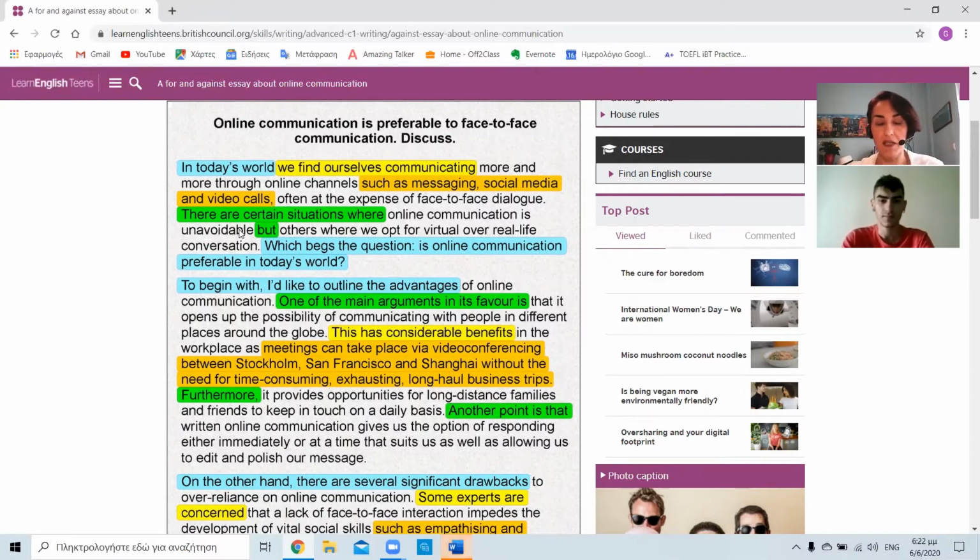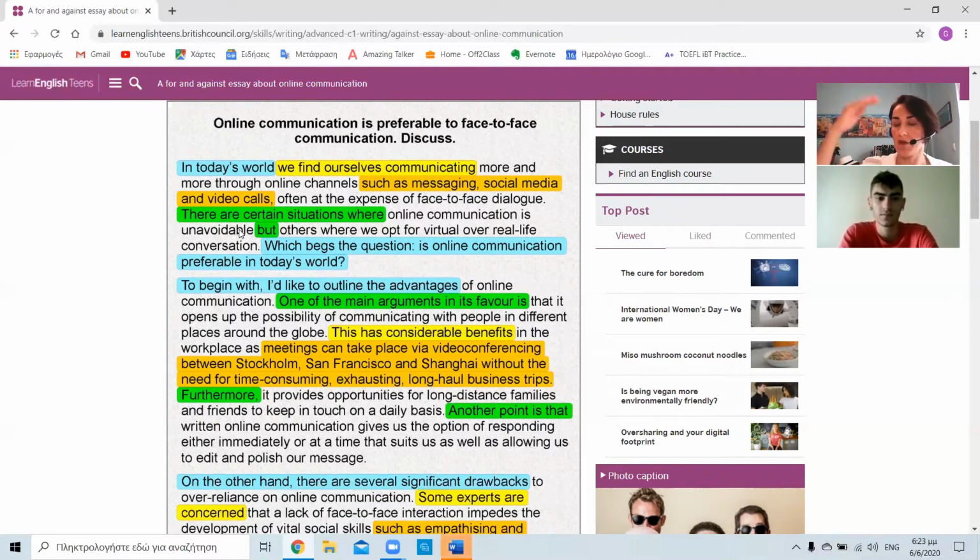So, the first sentence of this paragraph is always very important. Can you please read it? To begin with, I'd like to outline the advantages of online communication. Okay. This is called the topic sentence. Why do you think it is so important? Because from the beginning, you state that now you will talk about certain advantages or disadvantages about the topic. Well, in this paragraph, am I going to talk about advantages or disadvantages? Advantages. Right. So we need the topic sentence. It's essential because it's the sentence where I clarify what I'm going to talk about. And this is the paragraph where I'm going to talk about advantages.